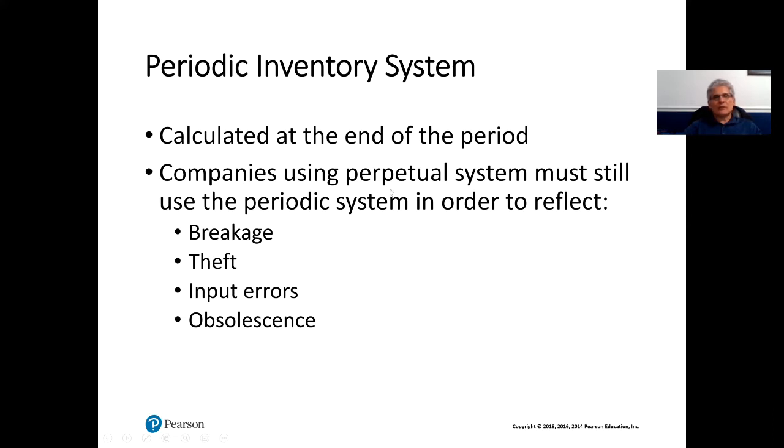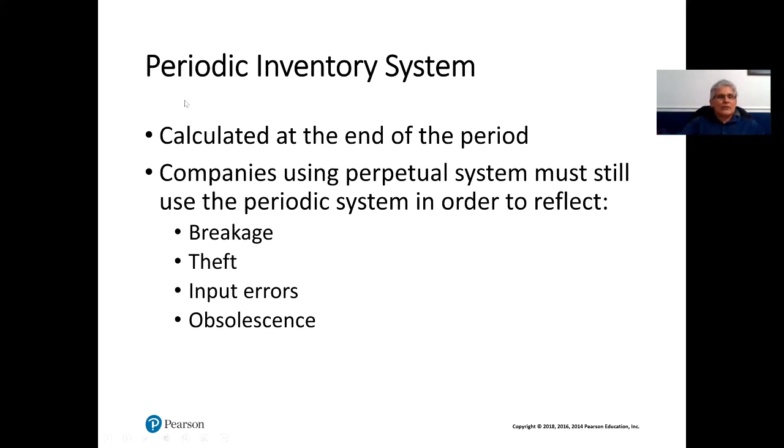When we do this, we're going to be accounting for any breakage, theft, input errors, or obsolescence. What's the point? The point being is that even if you're using a perpetual system, at some point in time, you're going to have to do a physical inventory, because the perpetual system is not going to take into consideration some of the things like breakage and theft and input errors and obsolescence. So even if we're using a perpetual system, at some point in time, we're going to have to do a physical inventory to make an adjustment for these items.